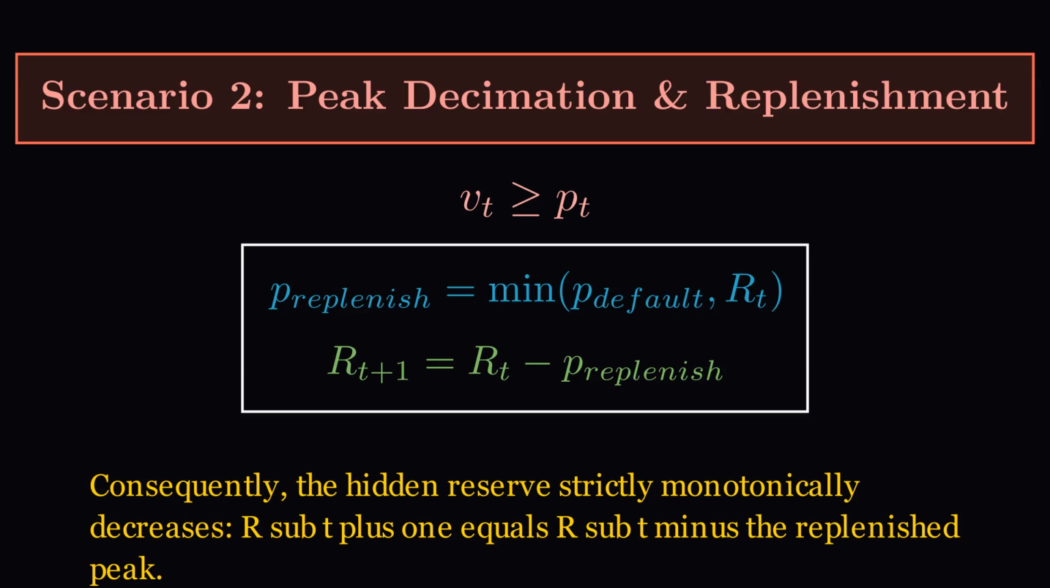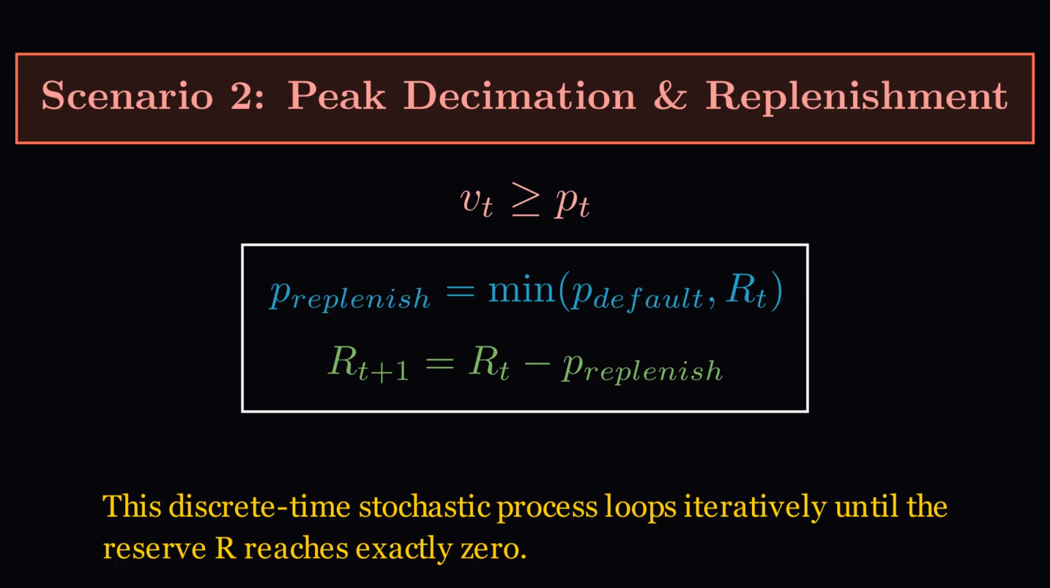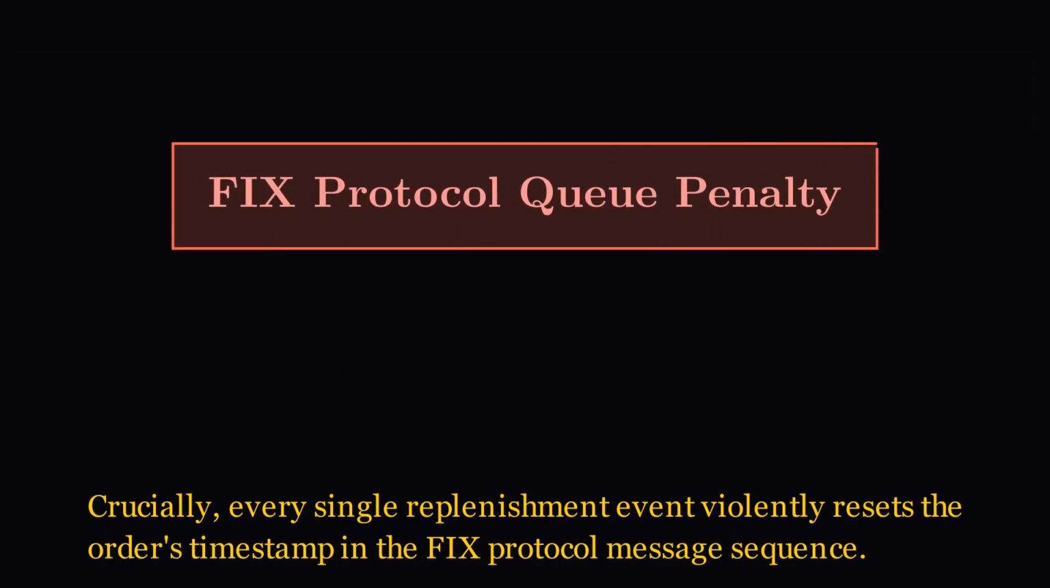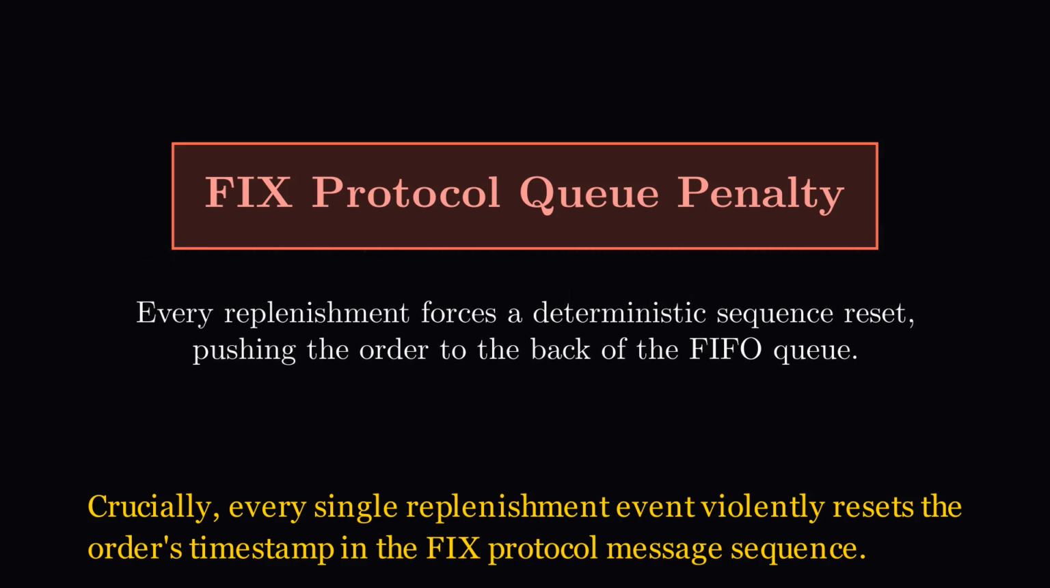Consequently, the hidden reserve strictly monotonically decreases: R sub t plus 1 equals R sub t minus the replenished peak. This discrete time stochastic process loops iteratively until the reserve R reaches exactly zero. At this terminal boundary condition, the iceberg order is fully exhausted and mathematically removed from the limit order book. Crucially, every single replenishment event violently resets the order's timestamp in the fixed protocol message sequence.